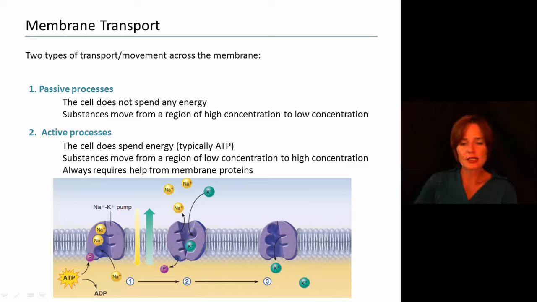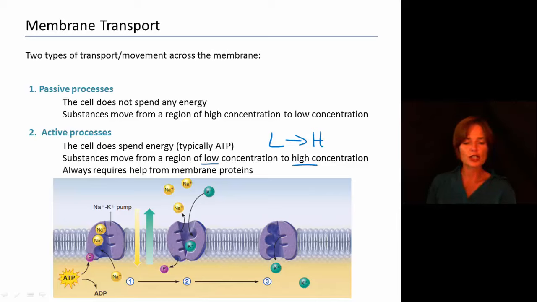With active processes, it is always going to be from a low to a high concentration. So in this case, we are actually taking the molecules and making them more crowded. So we're packing them in more tightly. And this one is always going to need some help from membrane proteins. If we look at the picture right here, we have a protein, the purple, that is actually moving two different substances, which can be the case when we're talking about active processes.